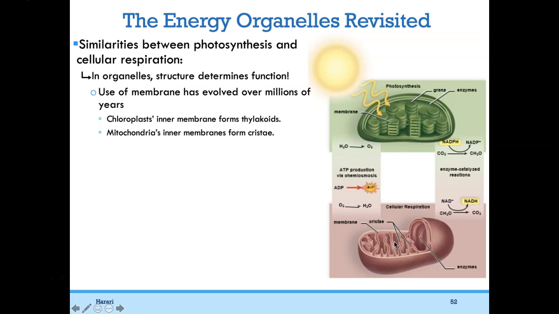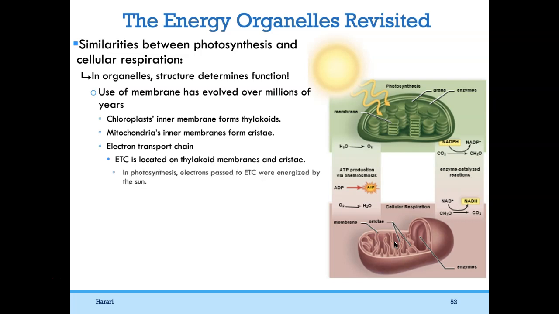Also recall that both of these organelles were thought to be independently existing on their own. That's called endosymbiosis. So these organelles have their own DNA and divide on their own as well. The electron transport chain is found in both of these organelles on the membranes. So this has been, again, a very efficient process.